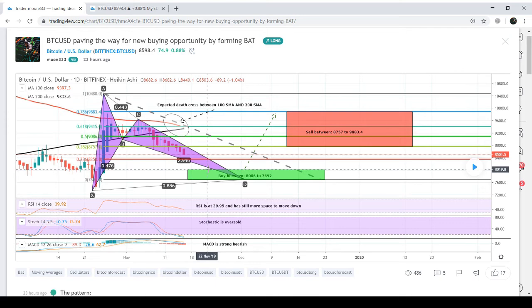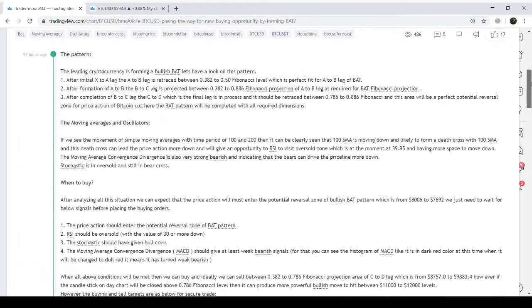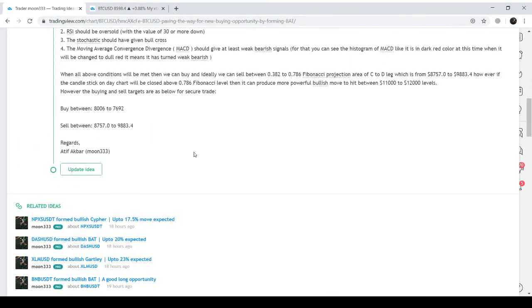So at this time, there is no situation where we should buy Bitcoin. But once it enters this area from the 8,006 to 7,692 zone or levels, then we can place our buying orders, after meeting all the conditions I have already told you about earlier. And here we can see our buying and sell target zones. This is the buying range, and these are the sell targets.